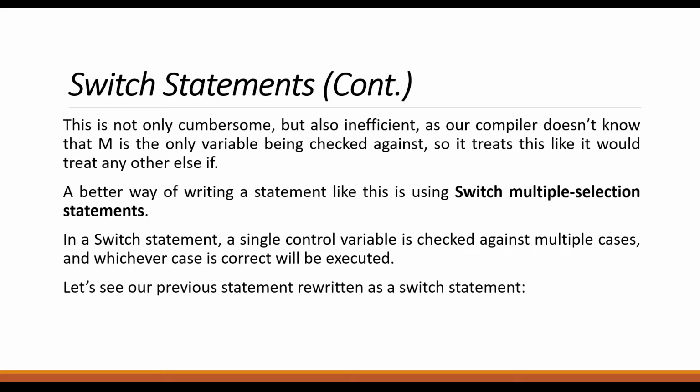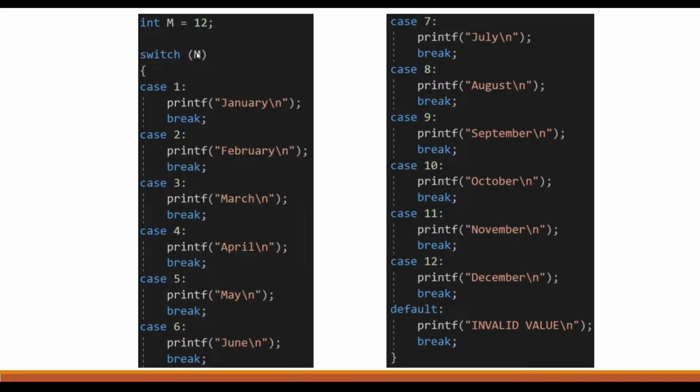In a switch statement, a single control variable is checked against multiple cases, and whichever case is correct will be executed. Let's see our previous statement rewritten as a switch statement. You can see that m is equal to 12. Then it says, okay, I'm going to check the value of m and compare it against every label here, and whichever it is, I'm just going to jump to it. So m is equal to 12, and it just goes straight here.